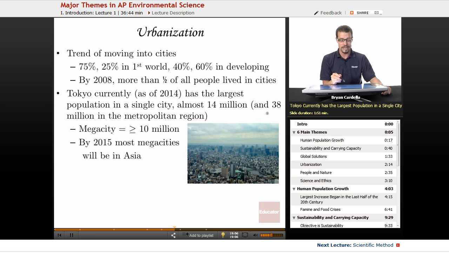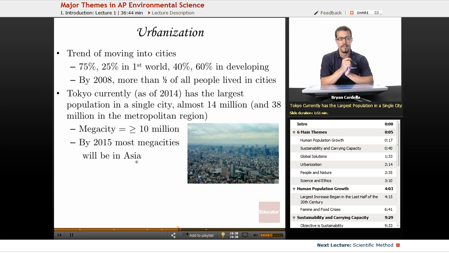That's a huge city. So there's this term megacity that has arisen in environmental science. Anytime a city is 10 million or more people, we call that a megacity. So yes, this includes Los Angeles and New York and many other cities you've heard of around the world. By 2015, most megacities will be in Asia. So Asia is experiencing a huge increase in people and developing countries having this increase in population and more and more people moving to urban areas.